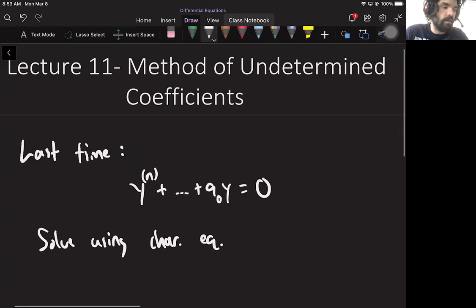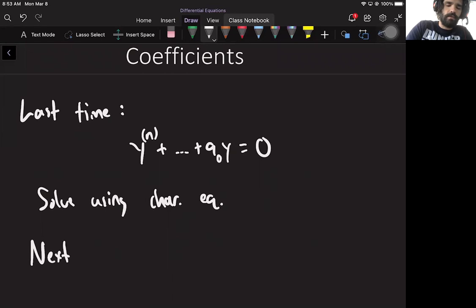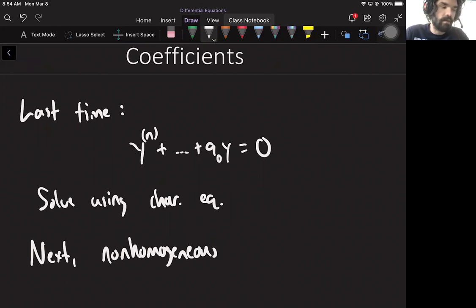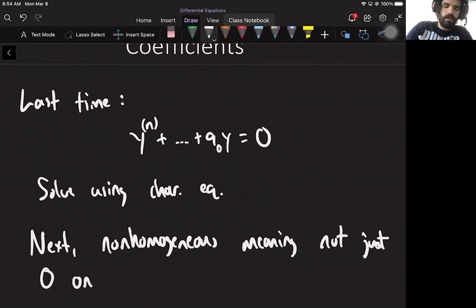So this time we're going to get a little bit more complicated. Next, we're going to do it where it's no longer homogeneous. So what does that mean? That just means that instead of having 0 on the right, we're now able to have some other stuff there instead. But we're still going to limit ourselves a bit. So we'll see why in a second.